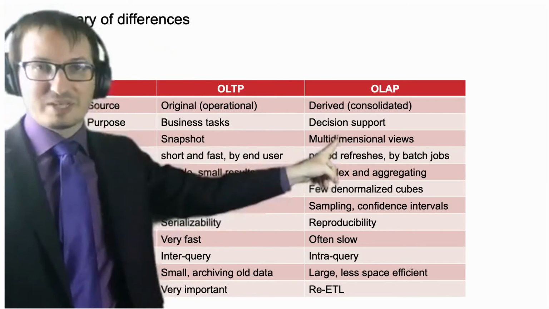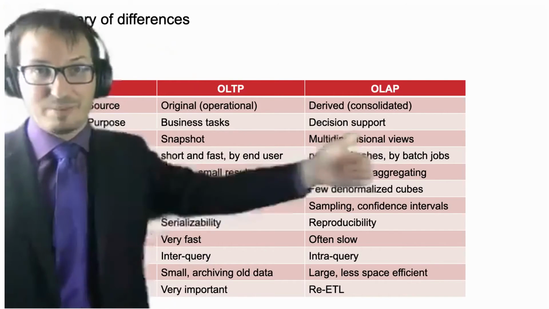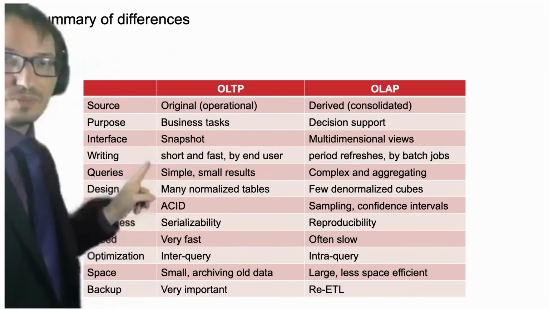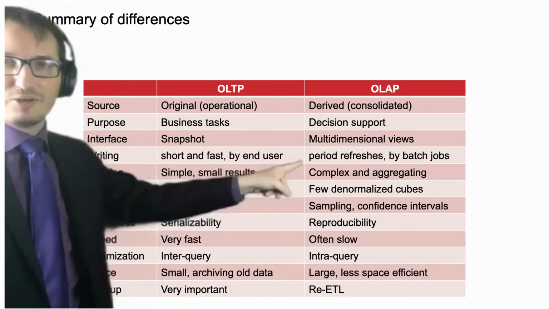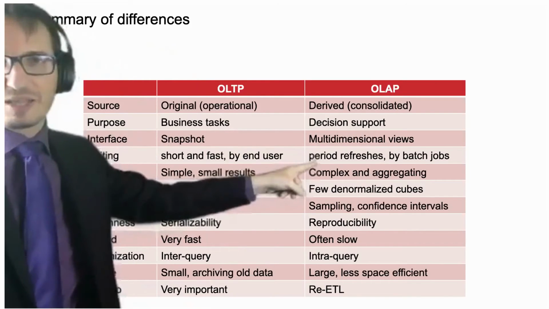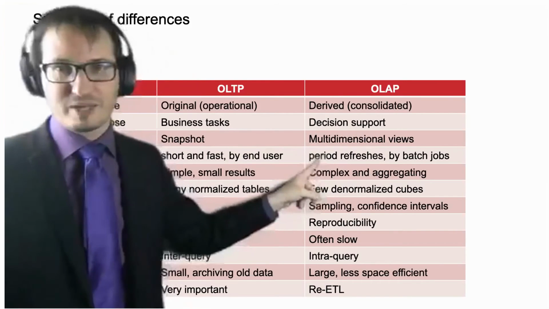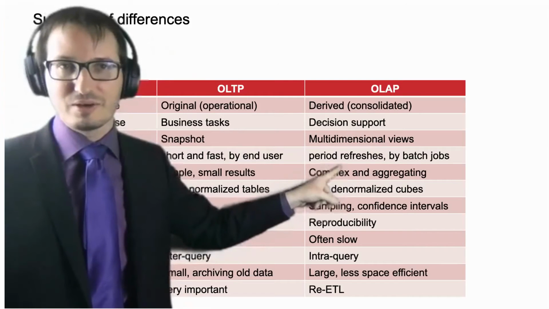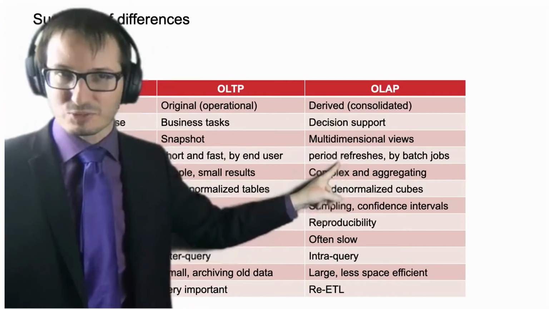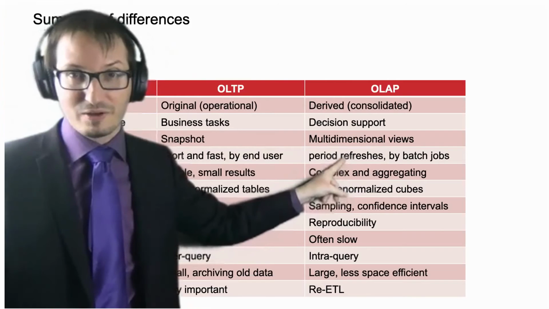In OLAP, you have a time dimension that you can go back in time for 10 years. When you write, you do periodic refreshes at best or a full reimport at worst, right? But you don't spend your time updating it. It's really just once in a while.